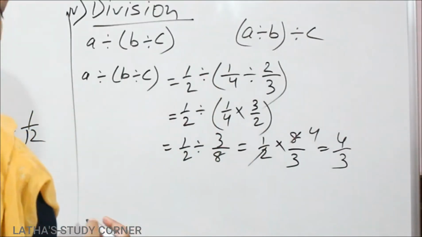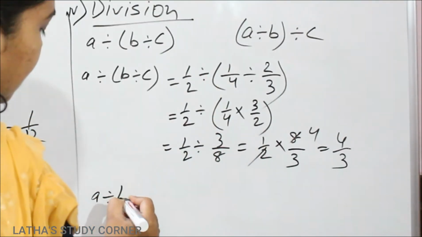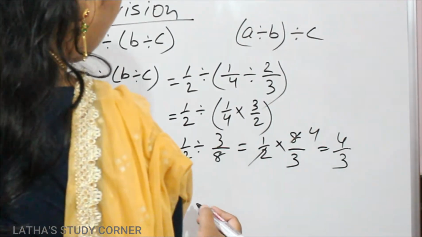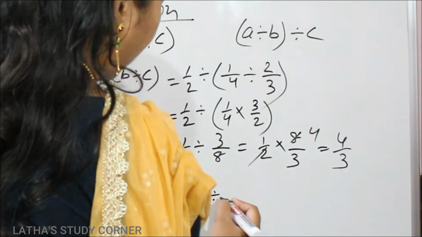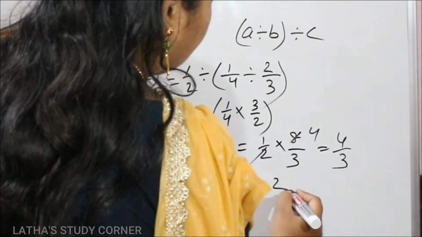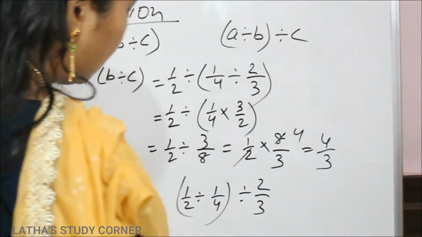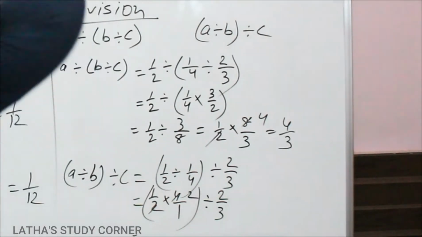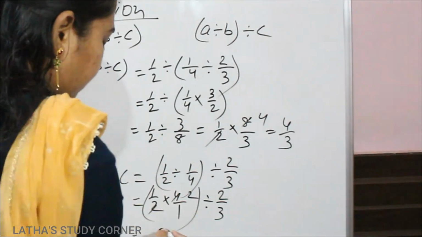Now we will check for this also. A divided by (B divided by C). So A divided by B is what? 1 by 2 divided by 1 by 4 divided by 2 by 3. Let's see the result. LCM. So what we got here? 2 by 1.